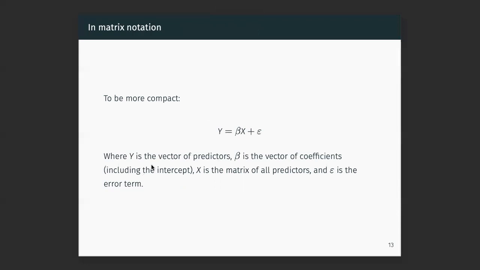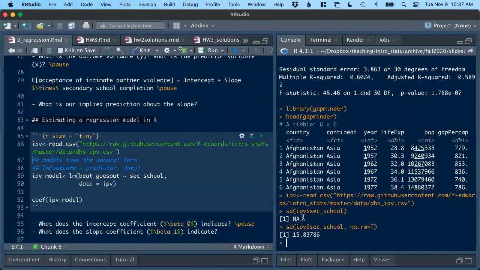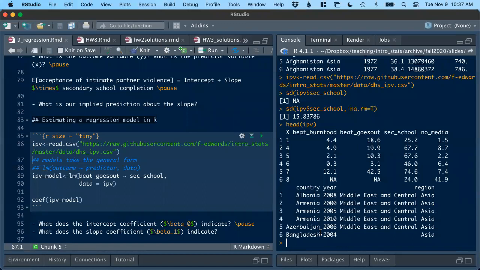But we might write this more compactly using matrix notation. Remember that a capital Y indicates our vector of observed Ys. A capital X, in this case, can represent either a vector of a single X or a matrix of observed X's. So let's think about that for a second. If we're in the IPV data again, and let's say we want to include a model that predicts the burn food outcome with secondary school and no media. In that case, we could have a matrix of X that looks like this.